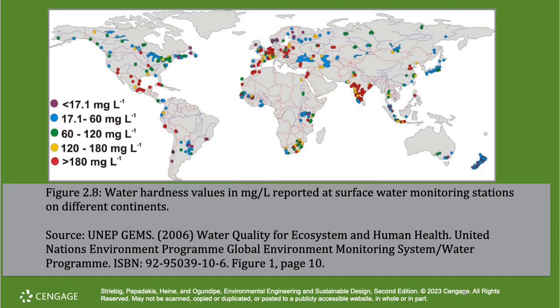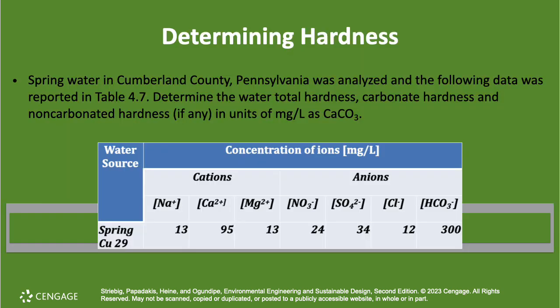The water hardness varies greatly from place to place, with some areas having very soft water and other areas having very hard water, depending upon the geology in those particular regions. So let's look at an example to determine the hardness. Water hardness was measured throughout various spring water wells in Pennsylvania many years ago. In this particular spring, CU29, measured in Cumberland County, Pennsylvania, and described in Table 4.7.